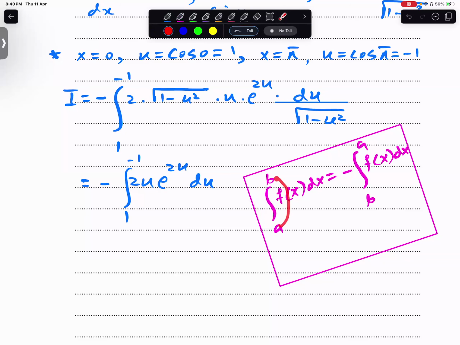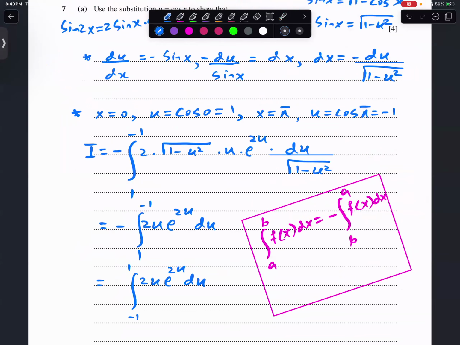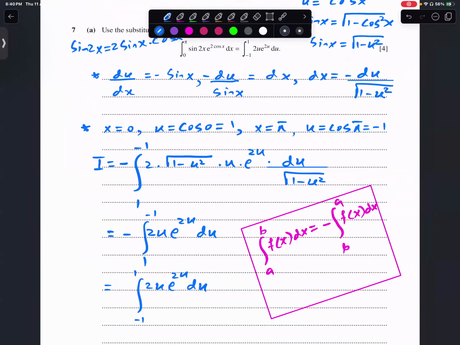So ab is equal to ba, no matter, but you have to put minus. So it means that if you want to interchange these limits, simply do and just change the integral sign. So definitely outside minus will become plus. So -1 to 1, 2u e 2u du. So if you compare, you get the required form.